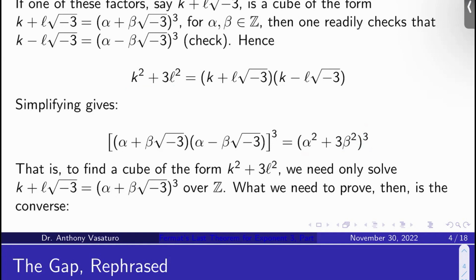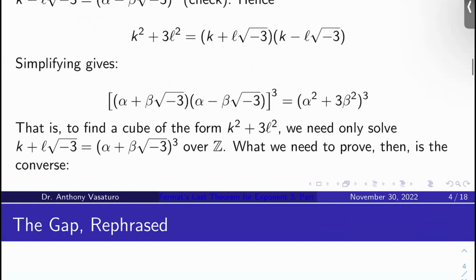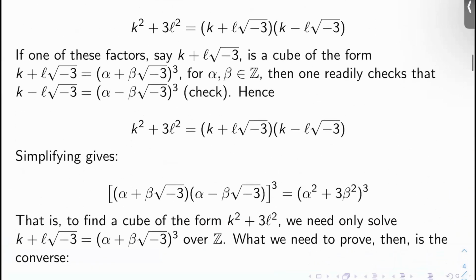So what am I trying to say here? What I'm trying to say is that to find a cube of this form, k squared plus 3l squared, you really just have to solve this equation here, or well, one of these two equations over the integers. For example, you just need to solve k plus l root negative 3 equals alpha plus beta root negative 3 cubed for alpha and beta over the integers. Because once you've done that, you'll be able to write k squared plus 3l squared as a cube.